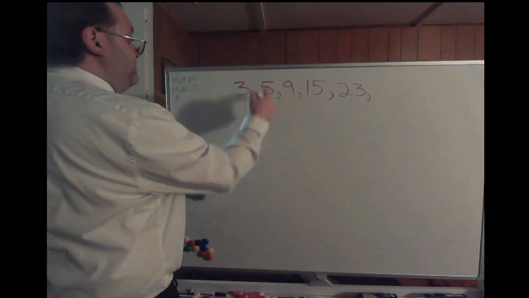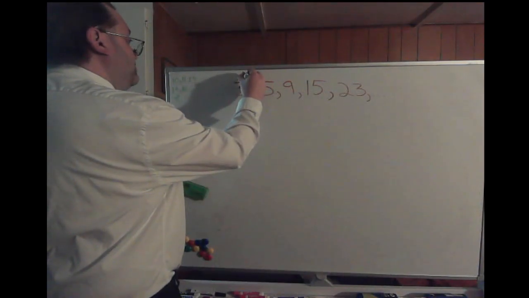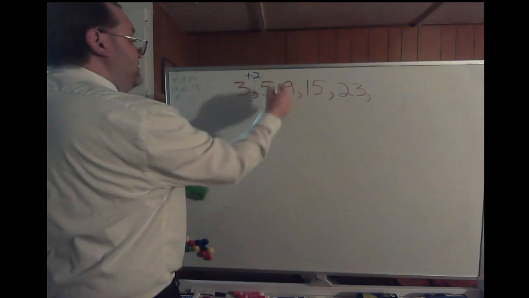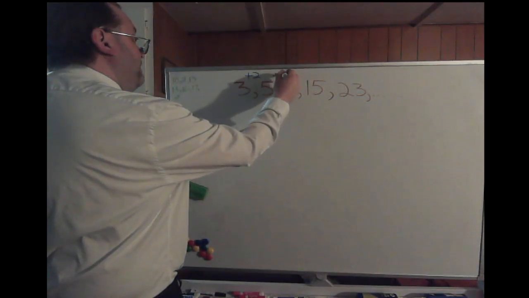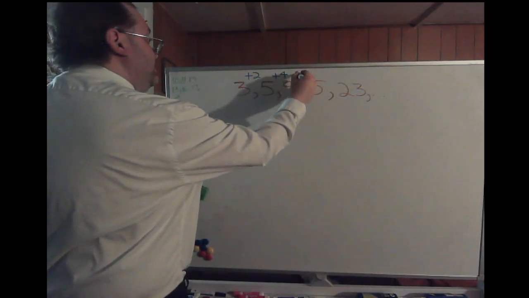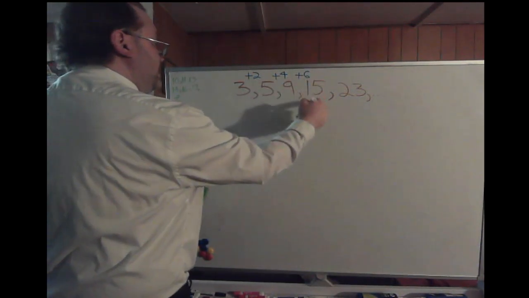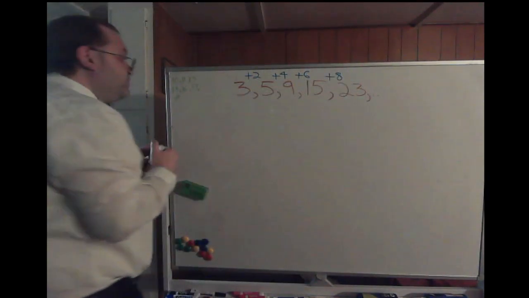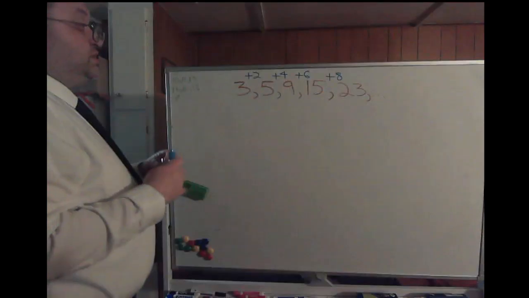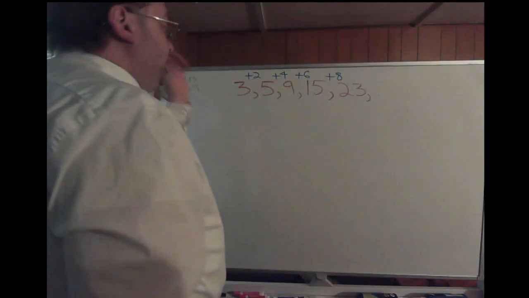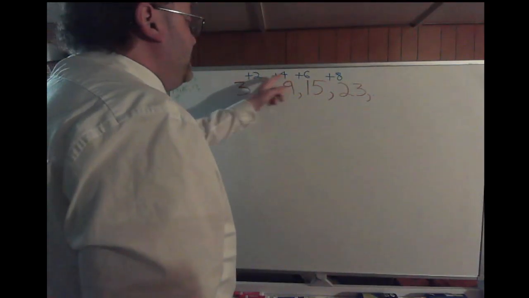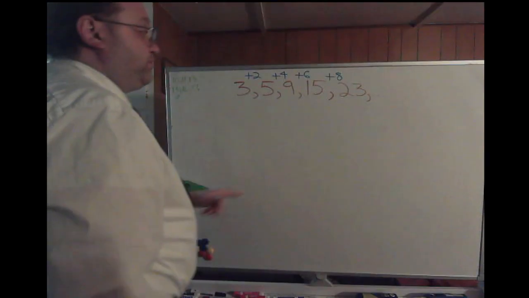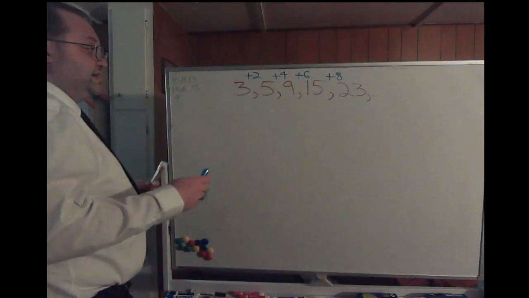To get from 3 to 5, you got to add 2. To get from 5 to 9, well, you got to add 4. To get from 9 to 15, you're going to add 6. To get from 15 to 23, you're going to add 8. So it looks like between each term to get to the next one, you keep adding by an even number more than the last one to get to the next term.